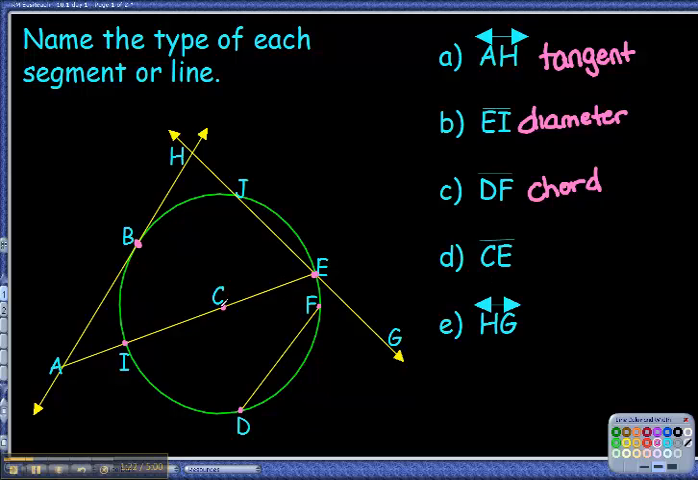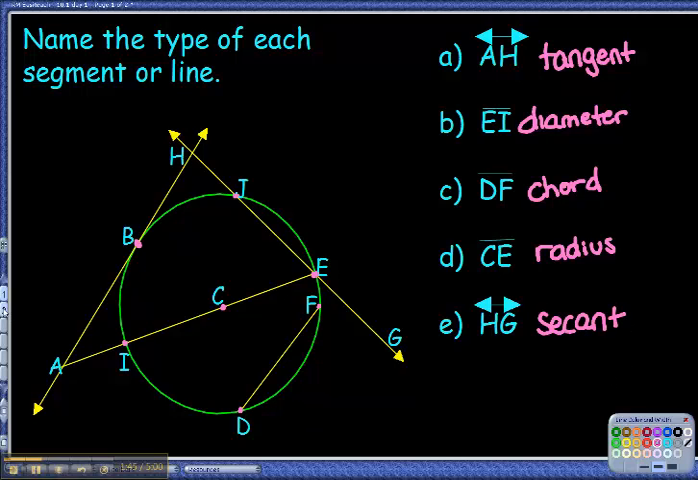Segment CE, going from the center to a point on the circle, is called our radius. And line HG, the line that goes through the circle at two places, because it's a line, it's not just a segment, we call it the secant.